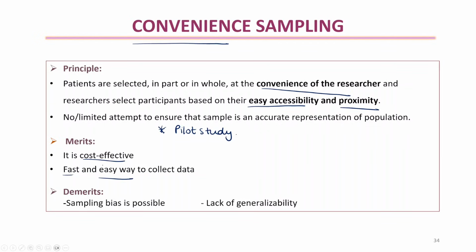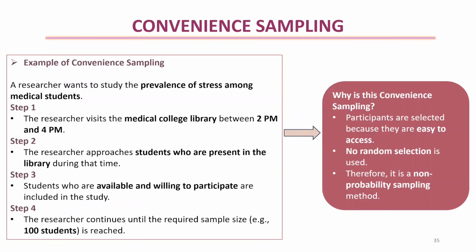However, it also has a major limitation, since participants are chosen based on convenience. The sample may not represent the entire population. As a result, selection bias and sampling bias are possible, and the findings cannot be generalized confidently. Let's understand this sampling with an example.